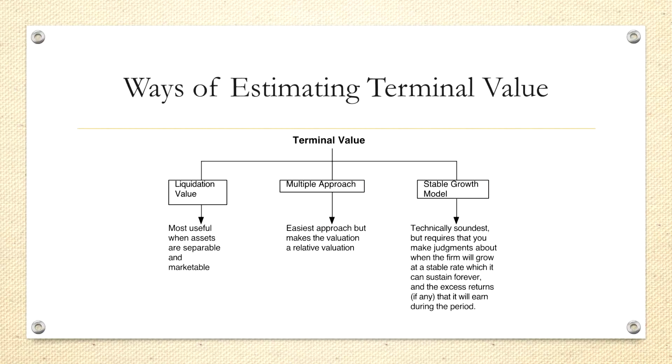The value during this second stage is called a terminal value. There are three ways of estimating terminal value, and previously we used the stable growth model to estimate terminal value, but this is not the only way. And it's getting more popular for financial analysts to use a multiple approach to estimate terminal value.